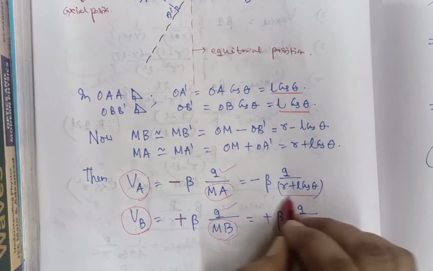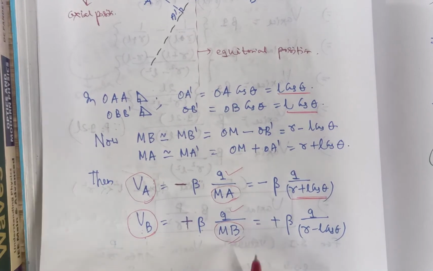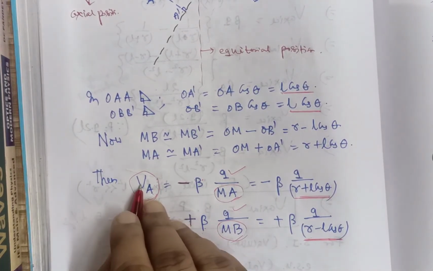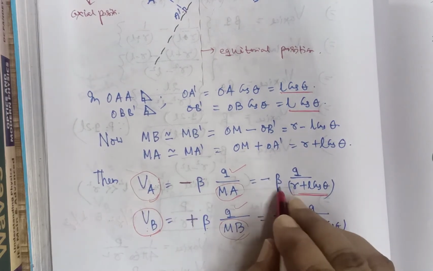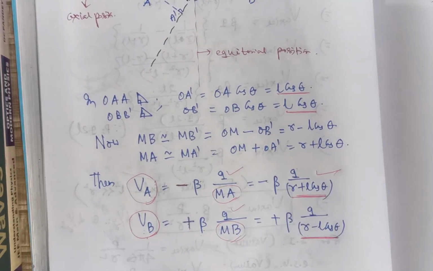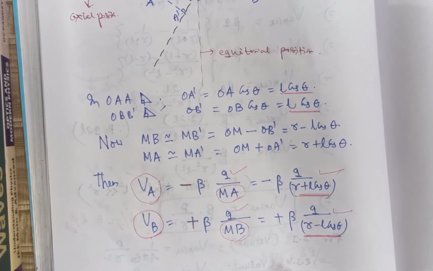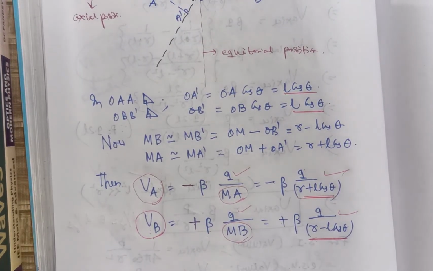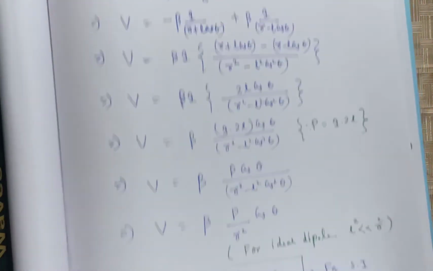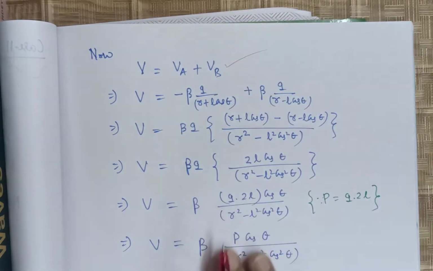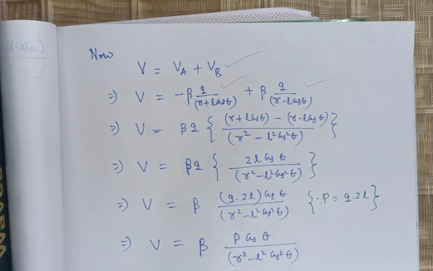We are putting the value of MA, that is R plus L cos theta, and the value of MB is R minus L cos theta. So you should remember the value of VA is minus beta Q by R plus L cos theta, and VB is plus beta Q by R minus L cos theta. Now by the algebraic law of addition, the total electric potential V is equal to VA plus VB. Put the values of VA and VB here.